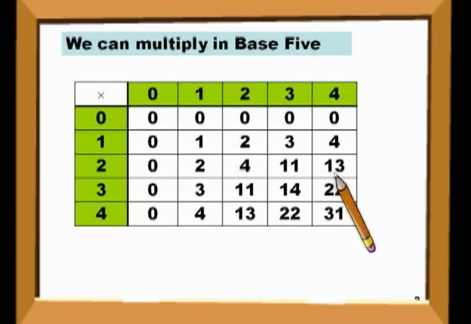Now the pattern continues. 3 by 0 is a 0. 3 by 1 is 1. 3 by 2 would be 6. 6 is written as 11. 3 by 3 would be 9, which is 14.